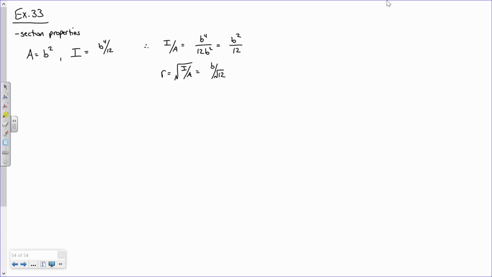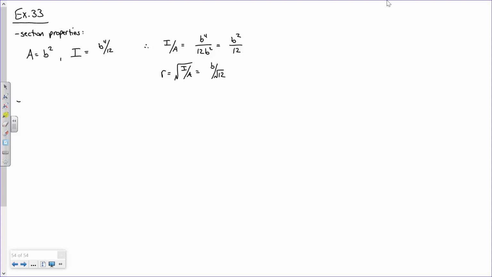I know some 8th grade math teachers say you can't have a square root on the bottom. We're engineers. It's there even if you reduce it. You could do b times square root of 12 over 12 or something like that. I don't have time for that. Okay. Sound good?